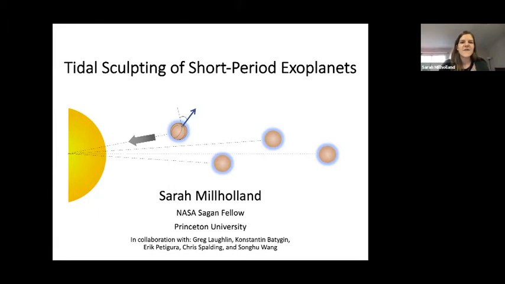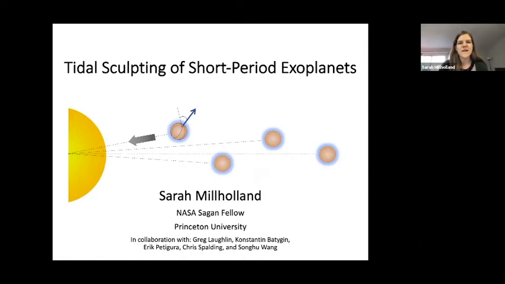So I am really motivated by trying to understand the demographics and the diversity of extrasolar planetary systems. What kind of systems exist in our galaxy, how do they differ from our solar system, and why? To investigate this, as Dan said, I primarily use orbital dynamics and theory to study the observational patterns that we see in the data.